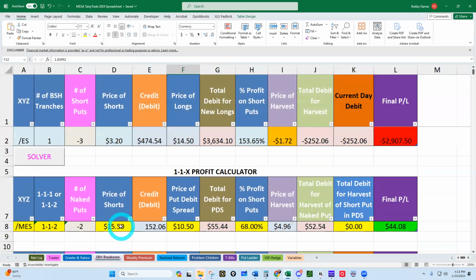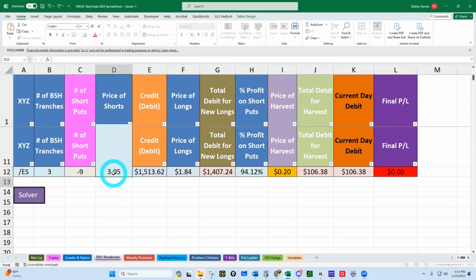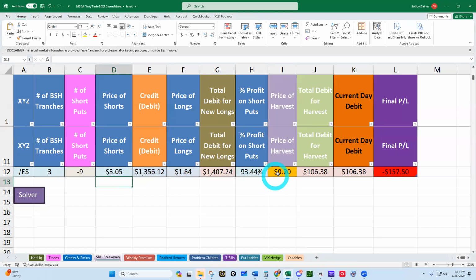And I use the bottom one, right? The bottom one's the one that we work for this. So number of BSH tranches was 3, because we sold 9, right? So that's 9 shorts. The price of the shorts was $3.05. Okay. We're going to harvest at 20 cents. So what do we need to pay for our longs so that we can break even?